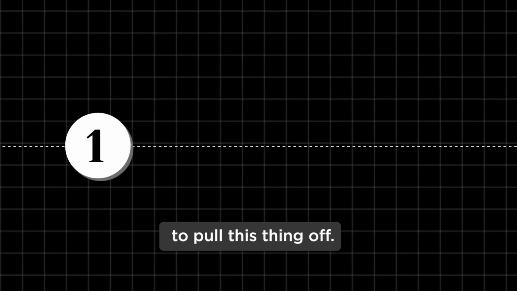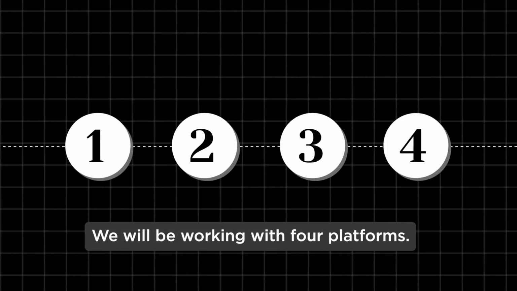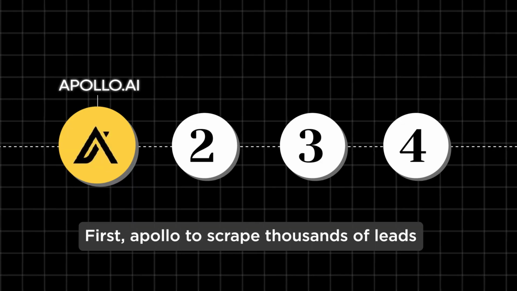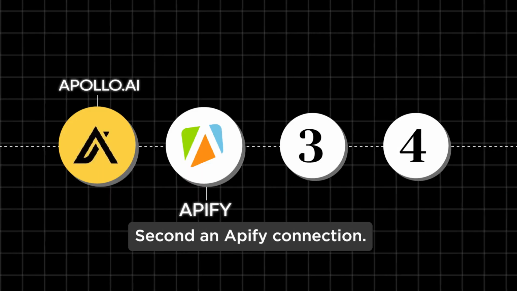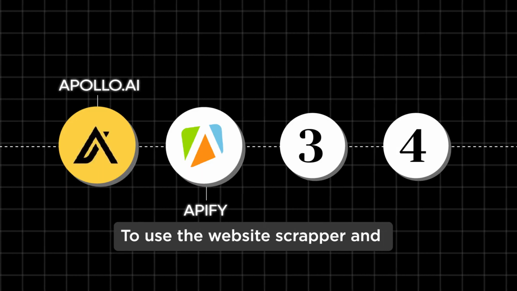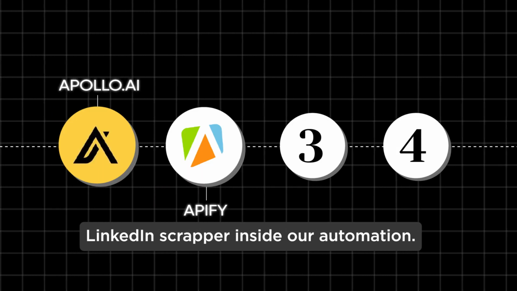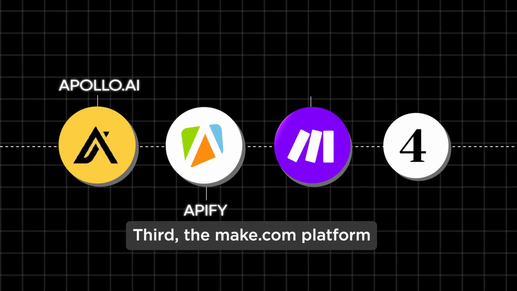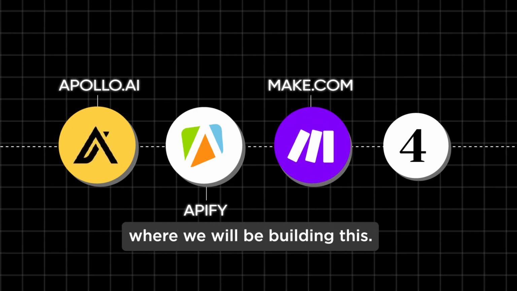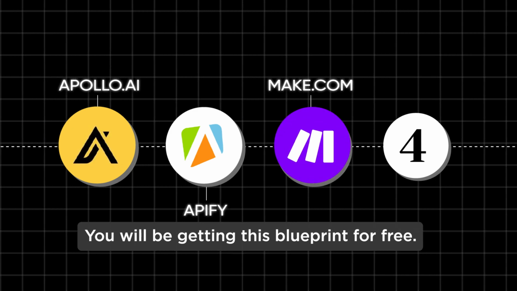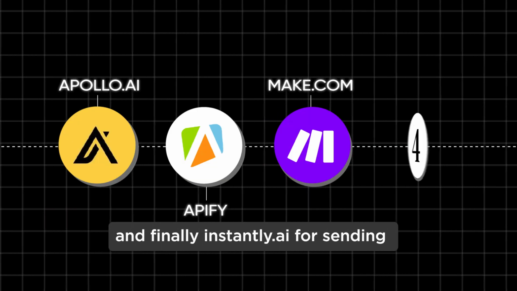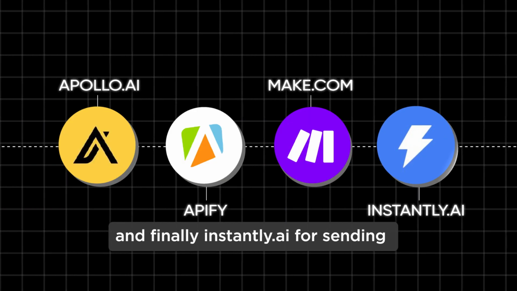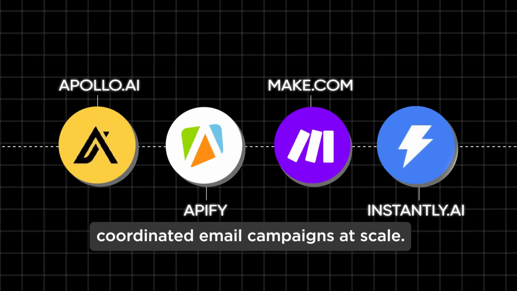To pull this thing off, we'll be working with 4 platforms. First, Apollo to scrape thousands of leads to have a dataset handy for operations. Second, an Apify connection to use the website scraper and LinkedIn scraper inside our automation. Third, the make.com platform where we will be building this. And finally, Instantly.ai for sending coordinated email campaigns at scale.